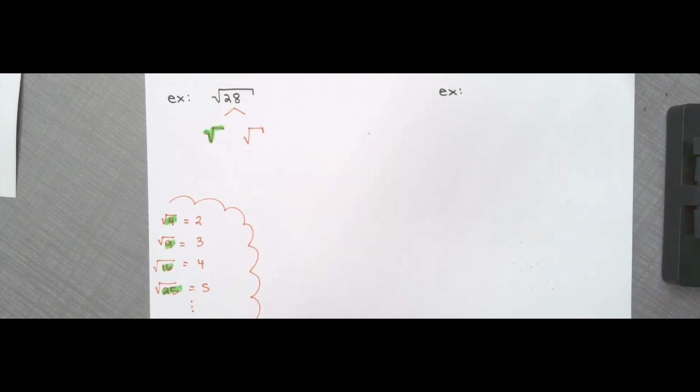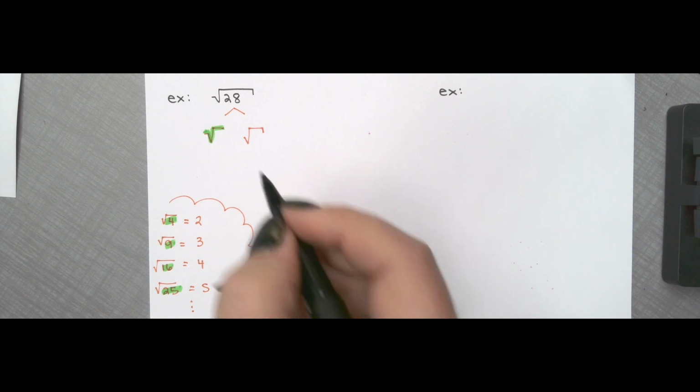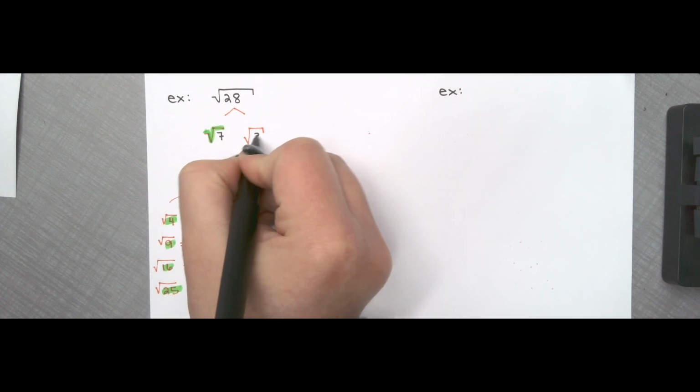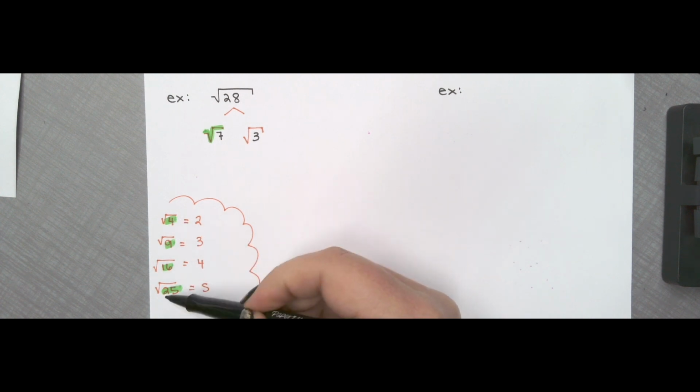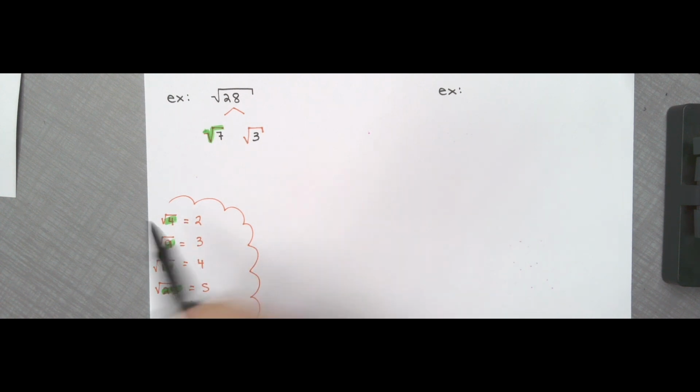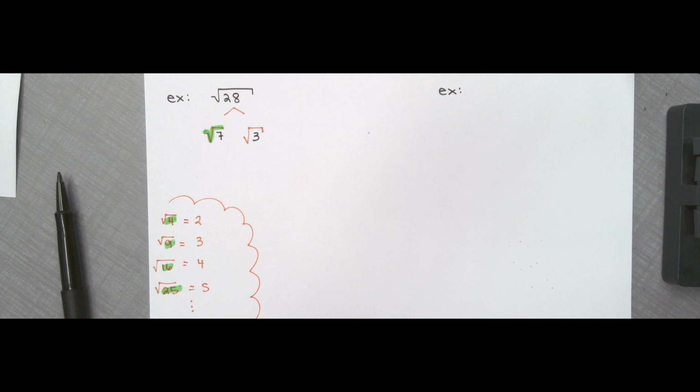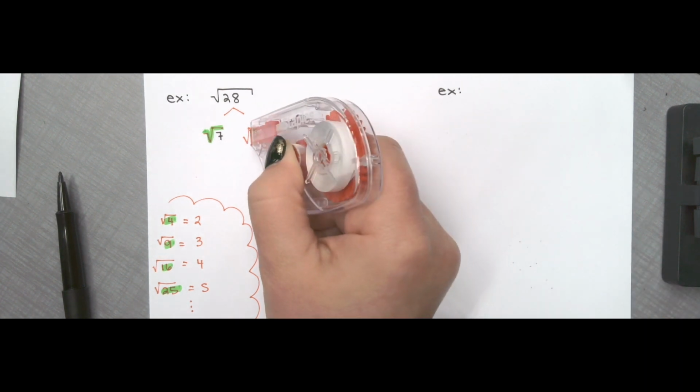Any guesses? What times what is 28? 7 times 3. Is there anything else that we can get? Because 7 is not one of my perfect squares, 3 is not one of my perfect squares. Go ahead. Oh, 7 times 4. Can I get a second on that? 7 times 4? Yeah, okay.